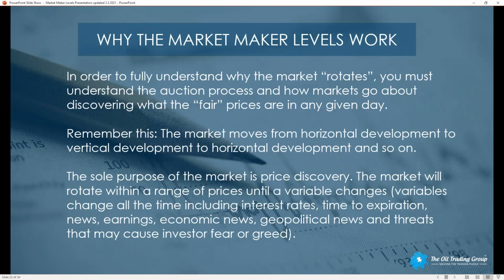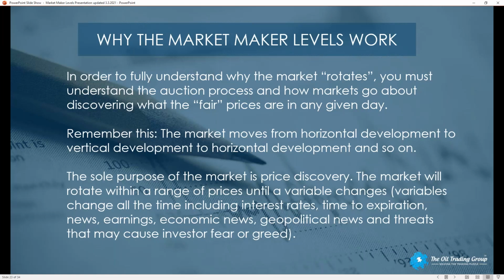So in order to fully understand why the market rotates, you must understand the auction process and how markets go about discovering what the fair prices are in any given day. So again, remember this. The market moves from horizontal development to vertical development, and then horizontal development, and so on and so forth as the markets continue to go, right? So Jim Dalton will tell you that it's a continuous two-way auction. The market rallies to find sellers, the market sells to find buyers, right? And these levels are part of that process, right?